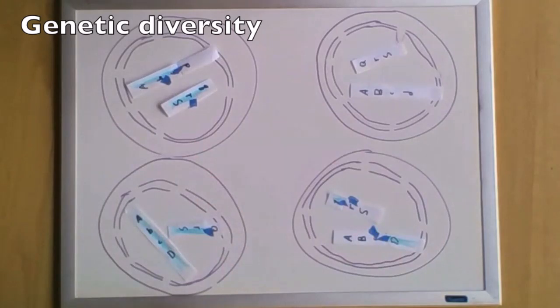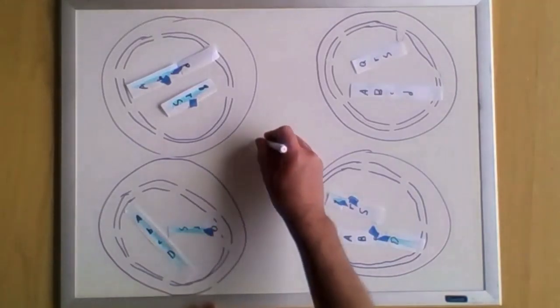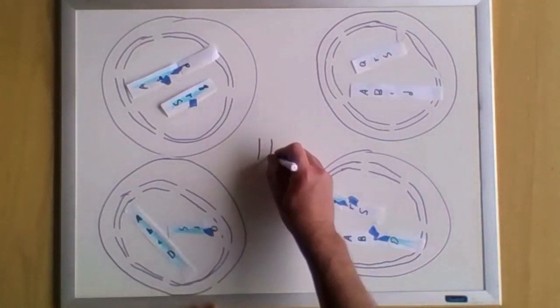Also note that each cell is genetically different from one another for 2 reasons. One, from crossing over between the homologs during prophase 1, and the second was the random independent assortment of the parental chromosomes that happened during metaphase 1. This will lead to the genetic diversity in the resulting gametes, sperm and egg.